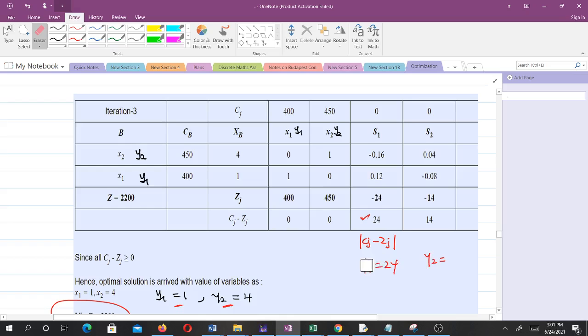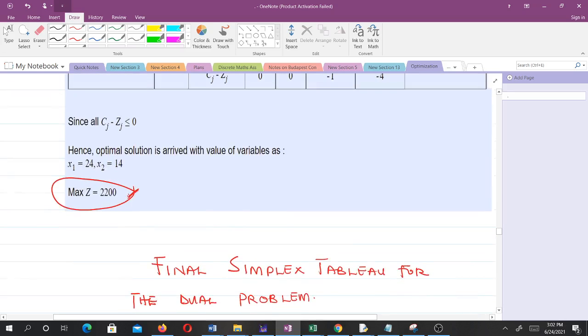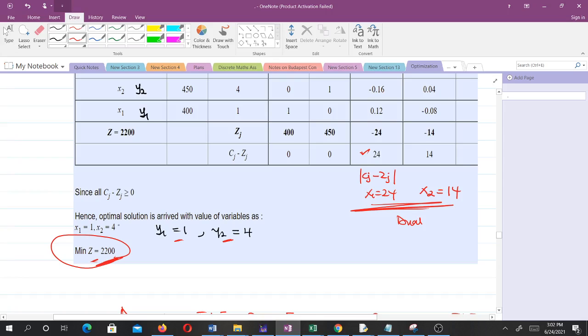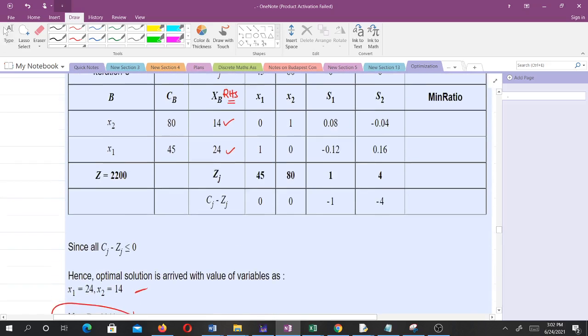Actually, I think it's s1 because we are talking about the primal problem. So s1 is 24 and s2 is 14. So you can see that this is the simplex for the dual, but we are able to get the solution of the primal from it. If you can see that. The same way, the solution for the dual is y1 is 1 and y2 is 4, and we can get it from the primal problem here.